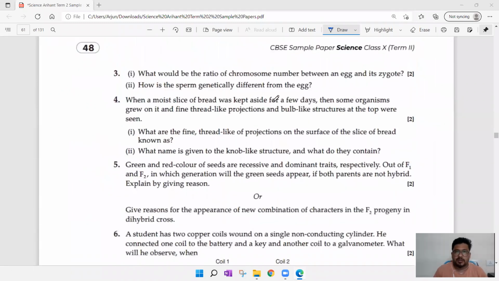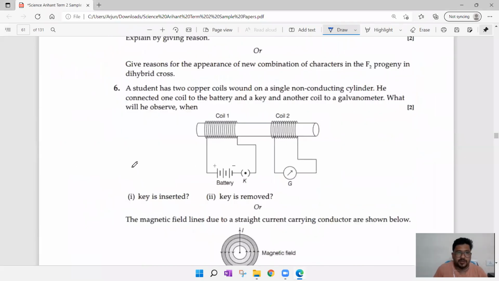Then third question, bio, fourth bio, fifth bio. Okay, sixth one, physics.